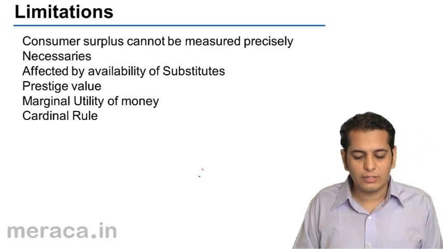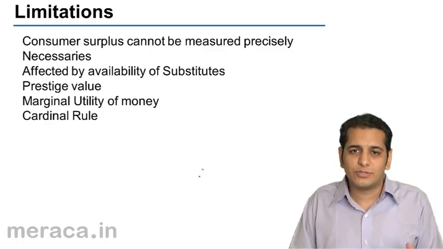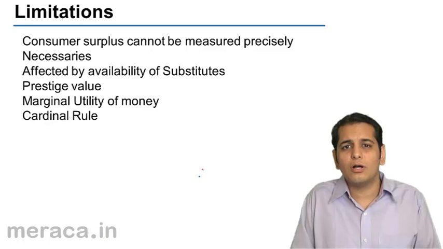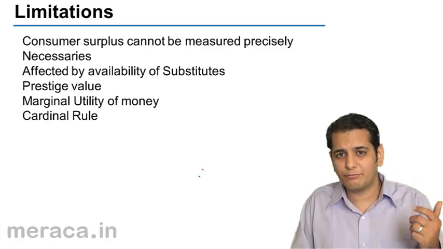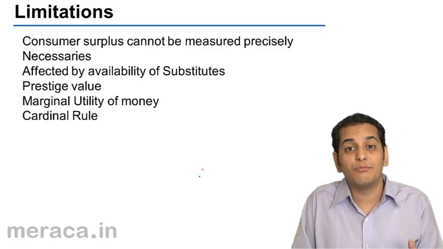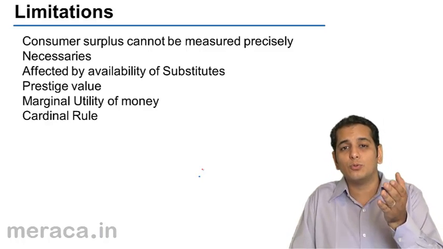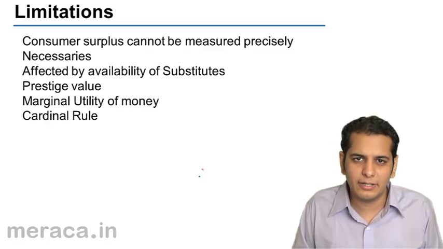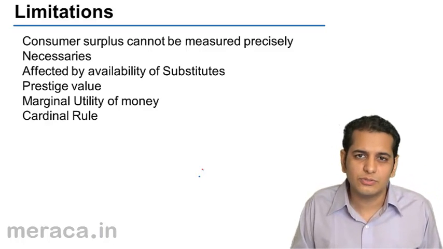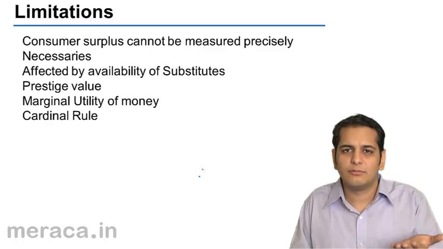The first is that consumer surplus cannot be measured precisely. It's a known fact that it cannot be measured precisely. We do not know how much satisfaction we derive from a good. It is difficult to calculate the satisfaction level. We already studied this in the shortcomings of the law of DMU. So when you do not know the satisfaction level that you derived from a product, it will be difficult to calculate the consumer surplus, because consumer surplus is based on the satisfaction level derived from the product.